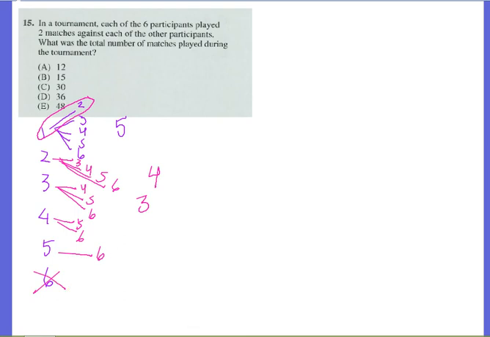So what you'll notice is the first round of matches, you have 5 plus 4 plus 3 plus 2 plus 1. And yes, I said plus, not multiply. For anyone that's taken statistics, you may think that you're supposed to multiply these. And that gives you a total of 15 matches. But remember, we're playing 2 matches each, and that gives us 30. Letter C.